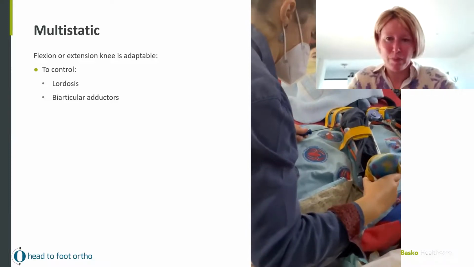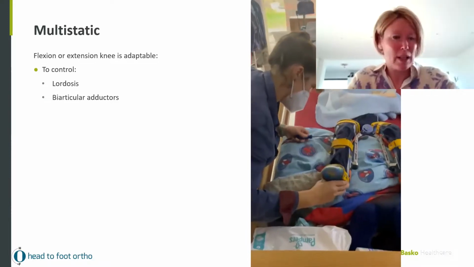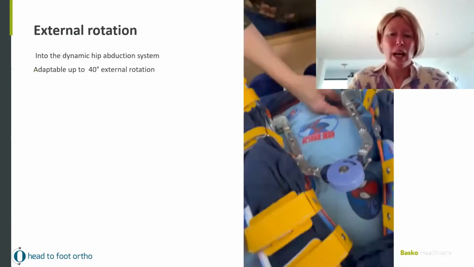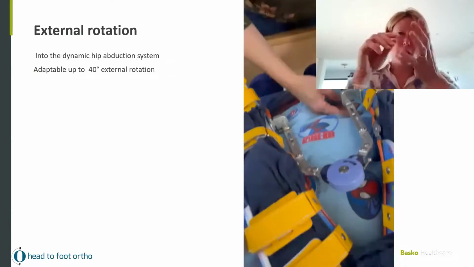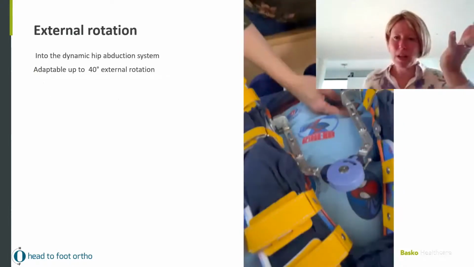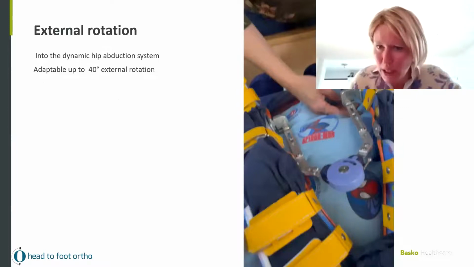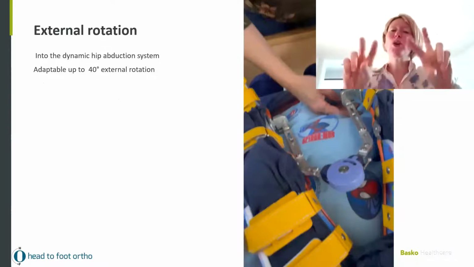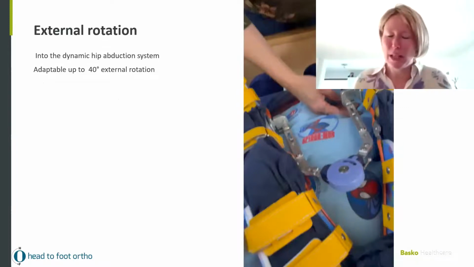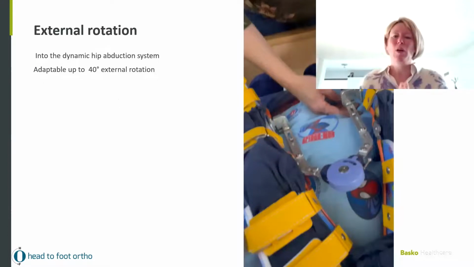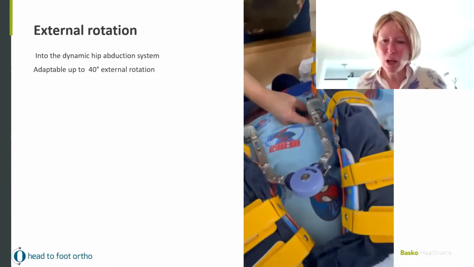If we look at the other possibilities, so we talked about the possibility to work on abductors and to work on the extension of the knee, we can also work on the external rotation. That's the beautiful thing about the dynamic hip abduction system. It's not only abduction, it's also external rotation. And this is how it goes.